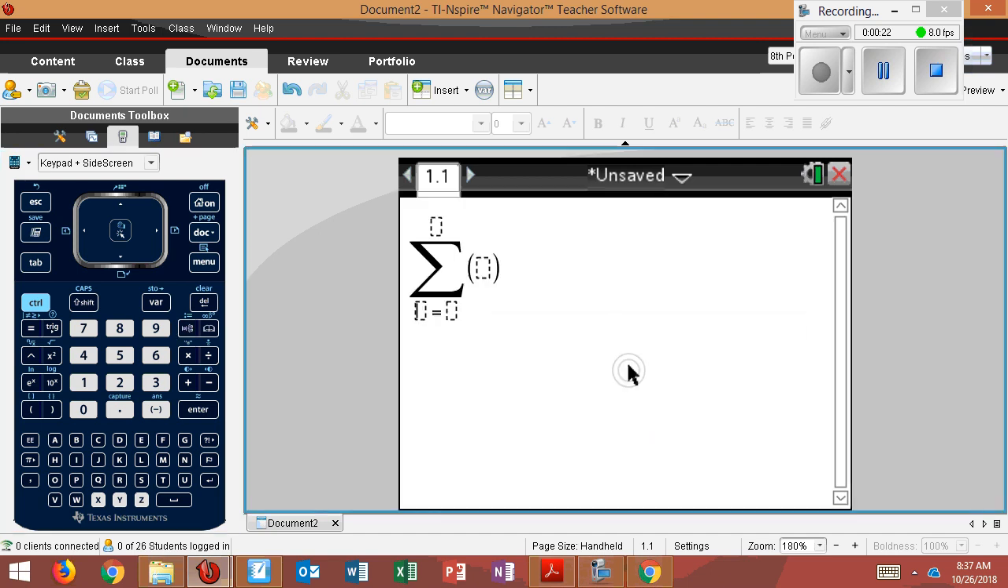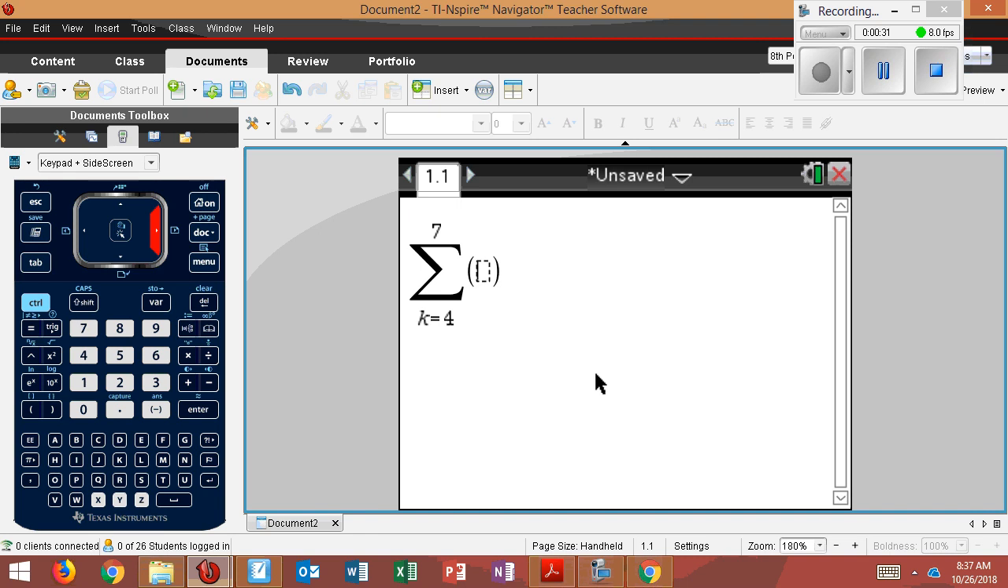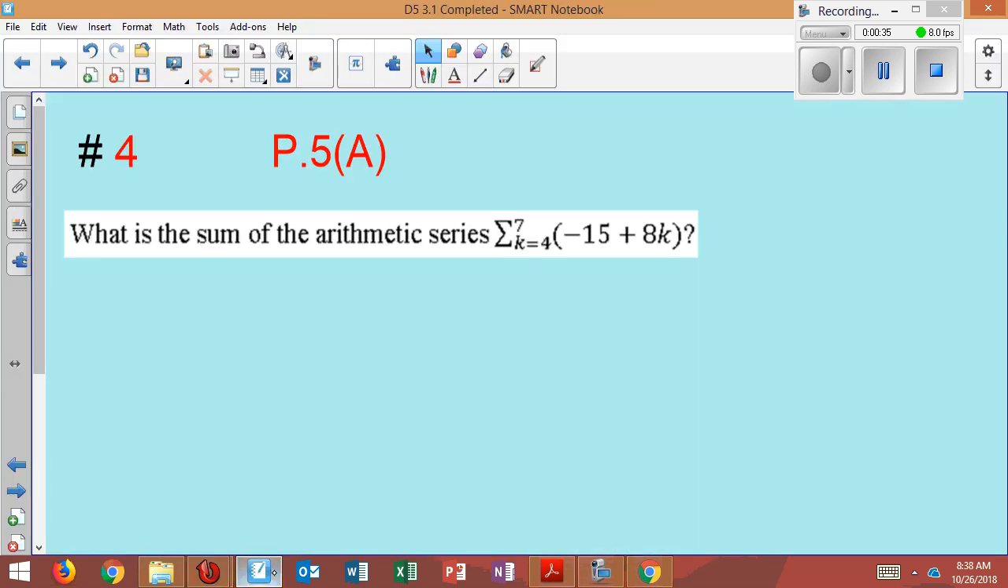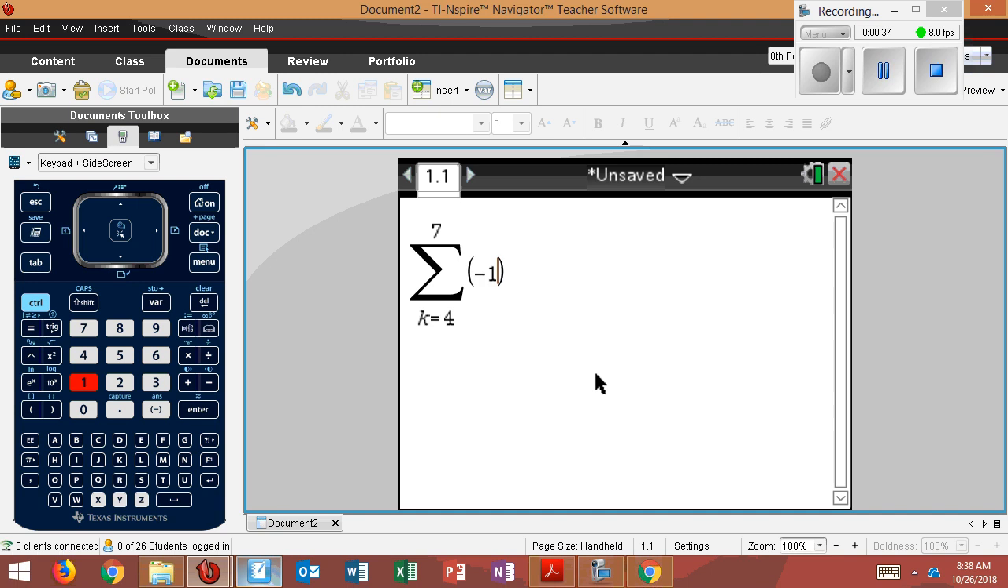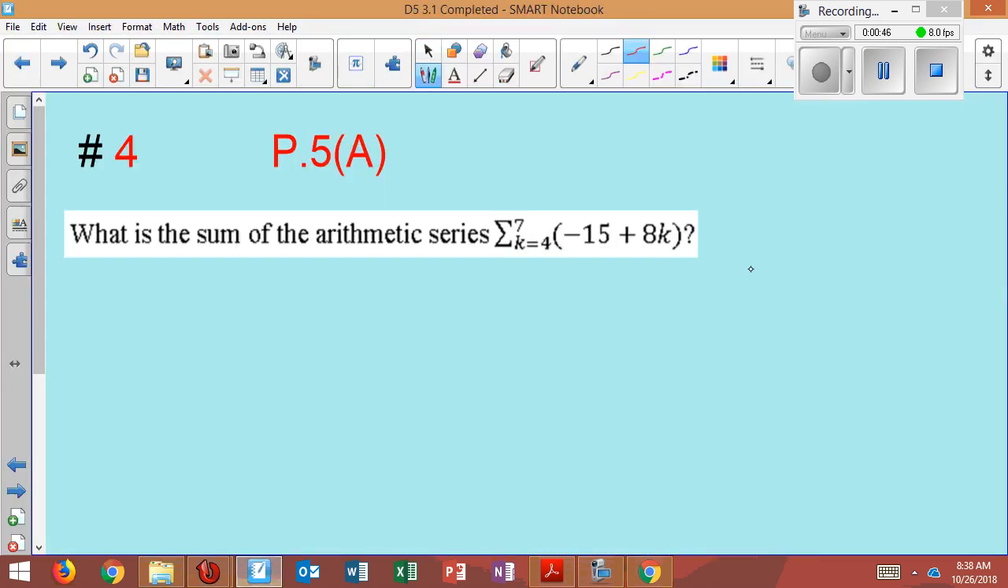That's where a lot of those symbols are. And in here, I see sigma, and it said that k equaled 4, and we do this up to 7 times. And in here, it was negative 15 plus 8k. Press enter, and it says the sum is 116. So here we get our answer at 116 just by plugging that into the calculator.